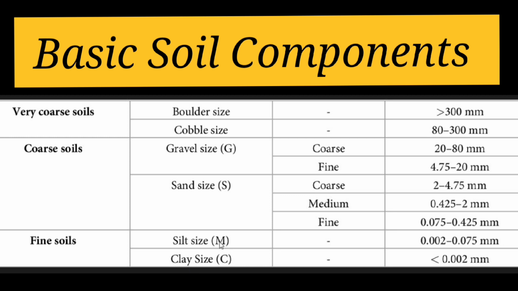In addition to that, two other components are also available as per Indian standard, that is organic matter. The symbol is O, and organic matter is in various sizes and stage of decomposition. There is no specific grain size. And for peat, the symbol is PT. It is fibrous, spongy, and it has also no specific grain size. So this is all about the basic components of the soil as per Indian Standard Soil Classification System.